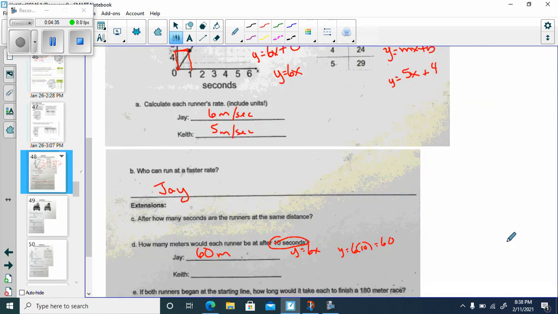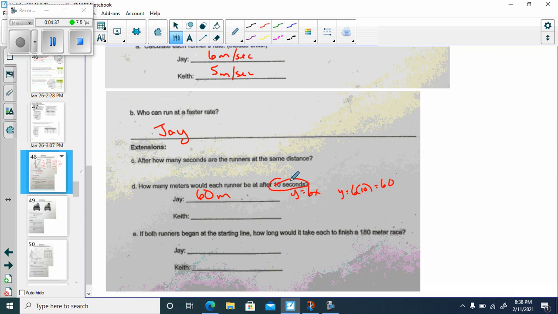So let's go down here, and let's fill this in. At 10 seconds, where is he going to be? Y is equal to 5 times 10 plus 4. 5 times 10 is 50, plus 4 is 54. After 10 seconds, he's going to be 54 meters into the race, right?